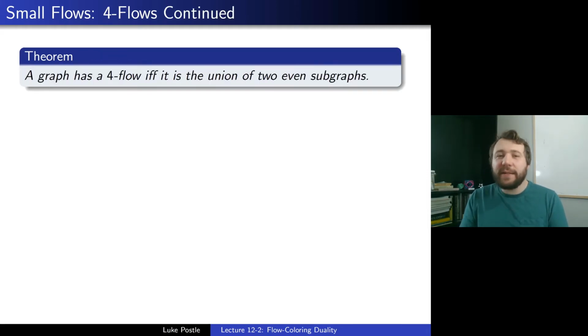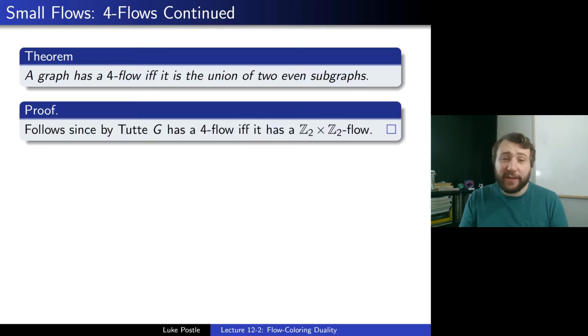One other thing I wanted to say about 4 flows. So a graph has a 4 flow if and only if it is the union of 2 even subgraphs. So if you think about that more, again, you have a 4 flow if and only if you have a Z4 flow, if and only if you have a Z2 cross Z2 flow. And a Z2 flow is really just an even subgraph. So really you could divide into these 2 even subgraphs and vice versa. So that's the nice part about 4 flows.